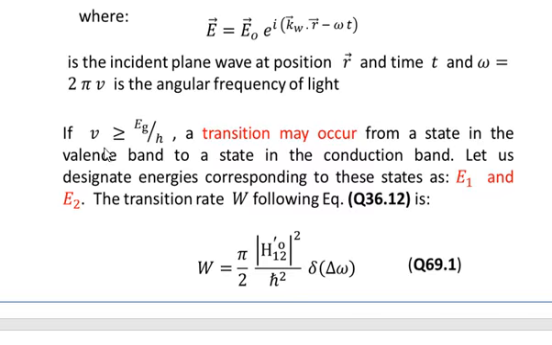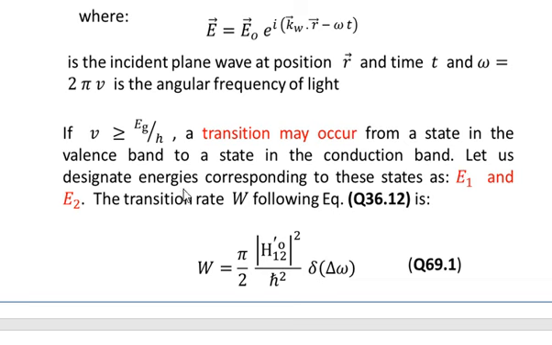So if we have Eg over h and multiply by h on both sides, on the left hand side we have h nu, which should be greater than or equal to Eg, the band gap energy. h nu is the photon energy of the incident beam, and that should be at least equal to or greater than the band gap energy so that the transition will take place, because the energy difference between the valence band and the conduction band is represented by Eg. So if the frequency of the incident wave is greater than or equal to Eg over h, a transition may occur from a state in the valence band to a state in the conduction band.